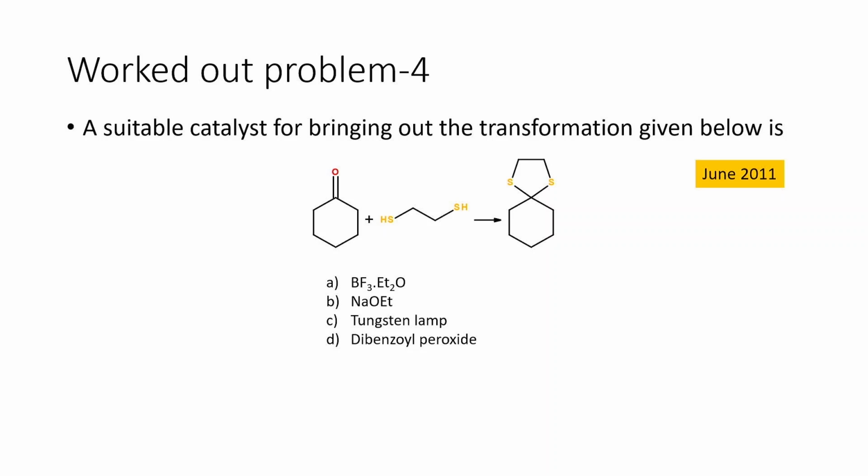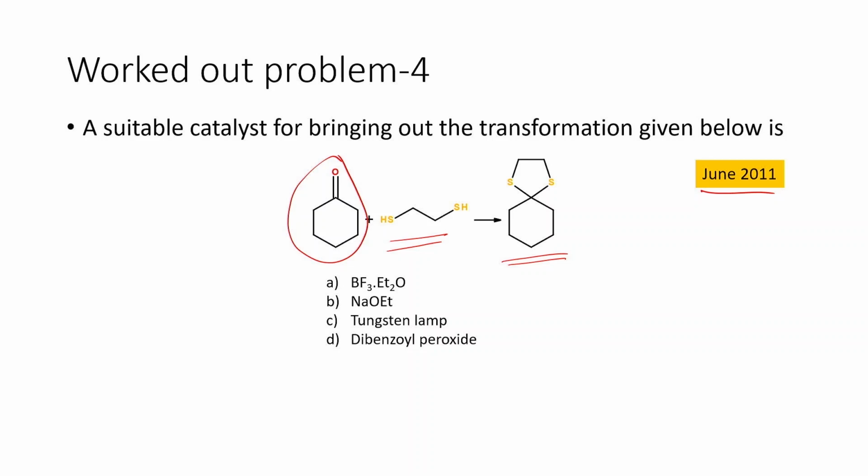And let us move on to the next problem. This question was asked in June 2011. A suitable catalyst for bringing out the transformation given below: we have a carbonyl compound, that is cyclohexanone. This is treated with ethane dithiol, and we end up with a carbonyl protected group. 1,3-dithiane is the product that is actually formed in this reaction.